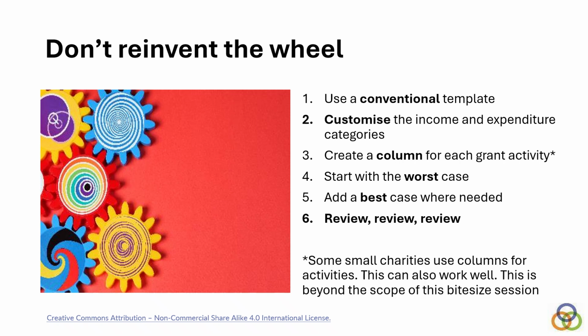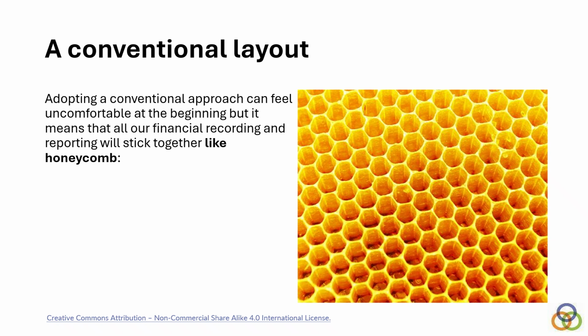Some organisations will use the columns for grants, which is probably the simplest way, folks. You can use them for activities or funds. That's probably outside of this brief slide deck and this Small Charity Finance Foundations programme. So the upside of using the conventions is that if you have a conventional budget, bookkeeping system and annual accounting system, it is going to stick together like honeycomb.